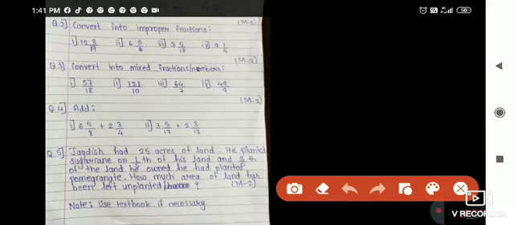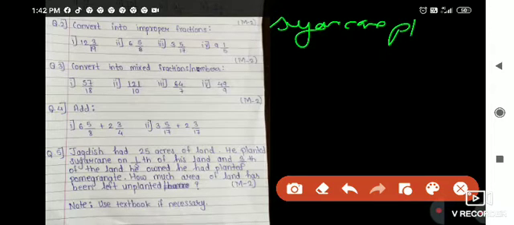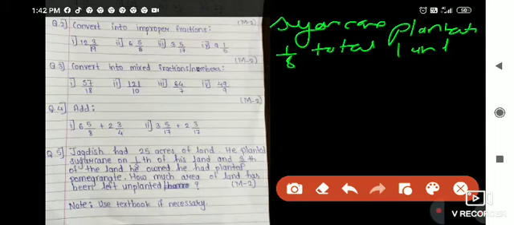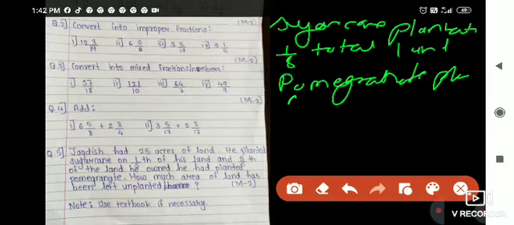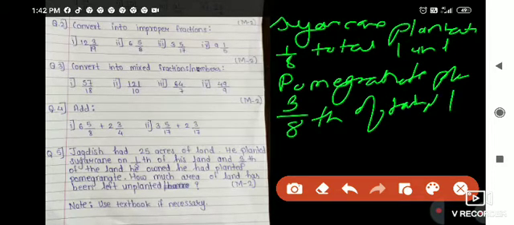So here we have 25 acres of land. The area of sugarcane plantation is equal to 1/5 of the total land, and the pomegranate plantation is 3/5 of the total land. Now we have to find out how much area they both covered, and then we can easily find out the area which was unplanted.